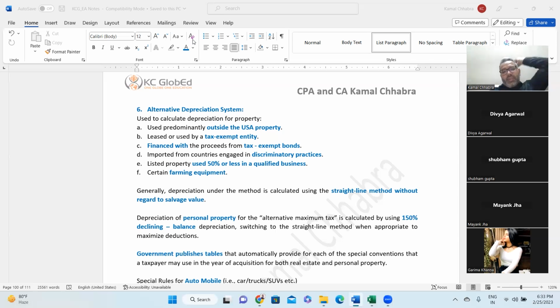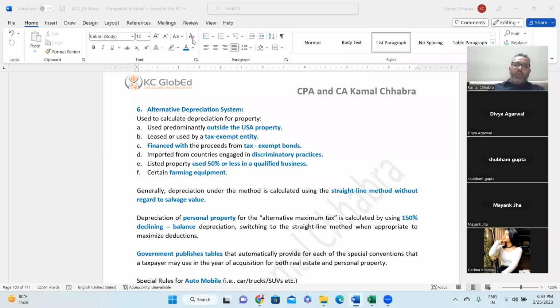Second is financing with any tax-exempt bond. The central government or municipal governments have issued certain tax-exempt bonds, which people in general purchase for the benefit of tax purposes, and if any investment through which capital expenditure has been made is financed with those bonds, the alternative depreciation system can also be used.